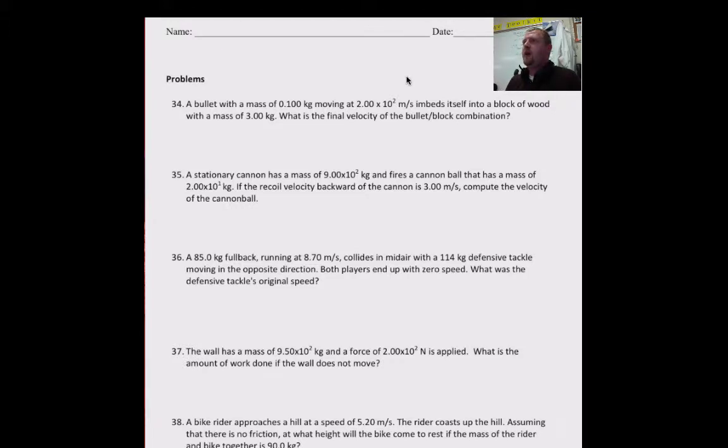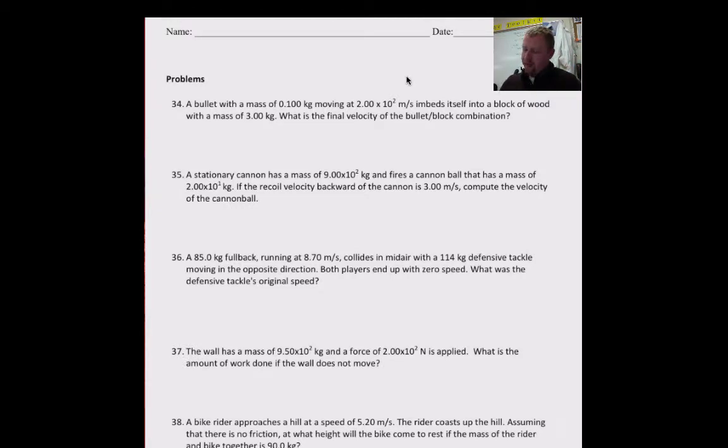So really what we're looking at here is the momentum of the bullet before, and then we analyze it striking the block of wood, and how fast the block and the bullet are going to be moving afterwards. To do this, you have to understand that momentum is conserved, meaning the momentum of the bullet before and the combined bullet-block moving afterwards have to be exactly the same. So the momentum before equals the momentum after.